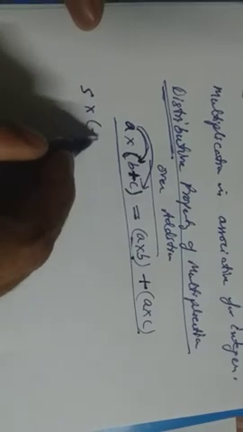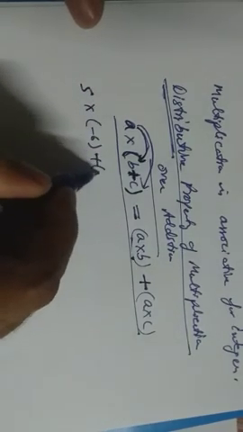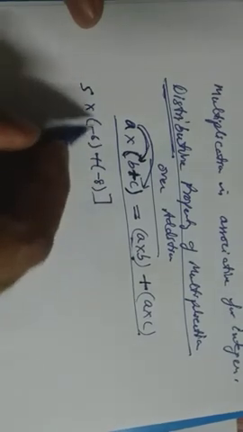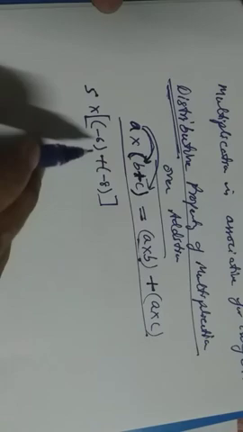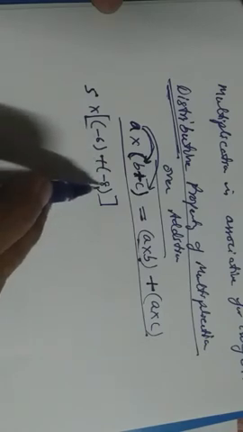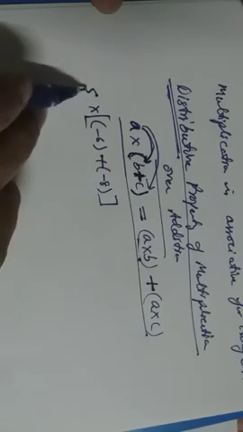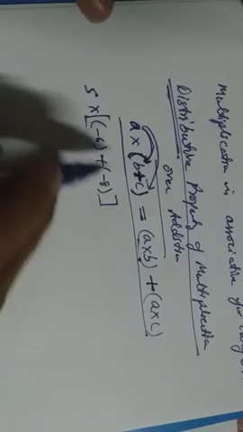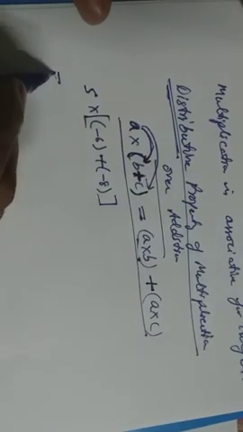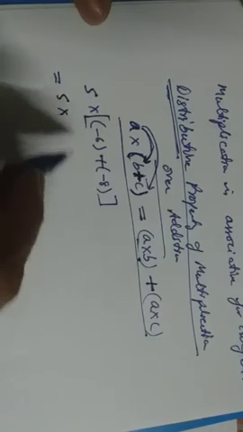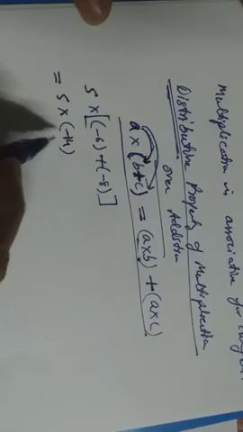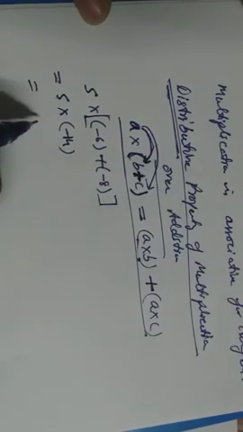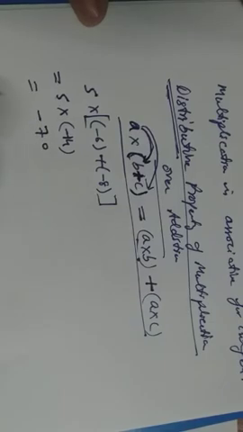5 into minus 6 plus minus 8. Now in the bracket we have the sum of two integers minus 6 and minus 8, and this sum is to be multiplied by 5. Now there are two ways. First we will keep 5 outside and solve the numbers inside. Minus 6 plus minus 8 will become minus 14, and 5 into minus 14 will be minus 70.